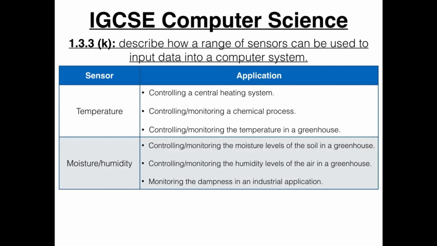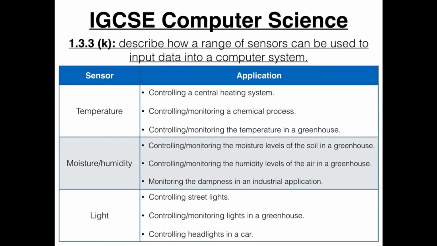Moisture/humidity, used for controlling or monitoring the moisture levels of the soil in a greenhouse, controlling or monitoring the humidity levels of the air in a greenhouse, monitoring the dampness in an industrial application. Light sensors can be used to control street lights, controlling and monitoring lights in a greenhouse, and controlling headlights in a car. It's important that you know about these applications, just in case the exam throws something at you.